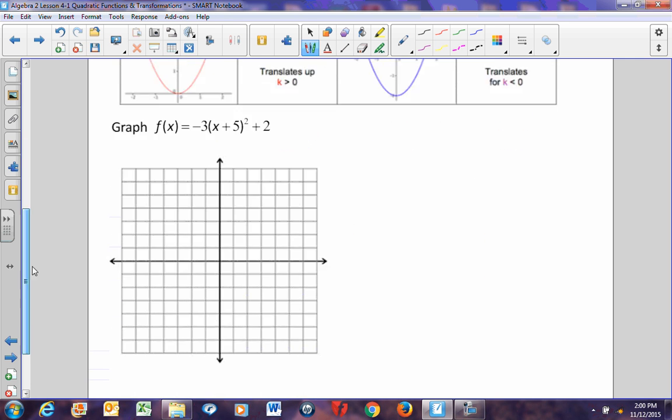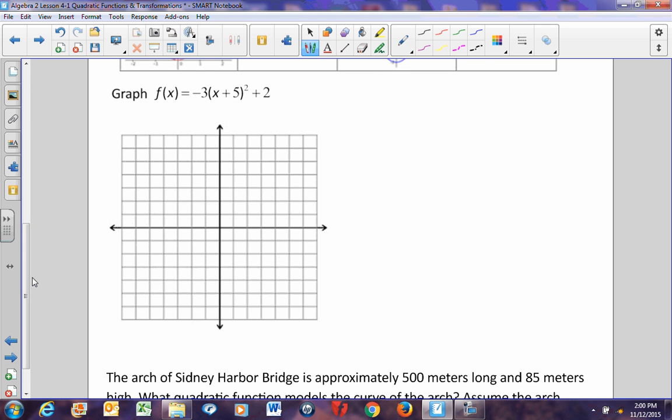Now let's graph this one. Okay? f(x) = -3(x + 5)^2 + 2. And I'm going to graph this as easily as I can. The first thing I'm going to notice is that a is negative 3, so a is less than 0, so it's going to open downwards. My h value, remember I have to solve for x, is negative 5, and my k value is 2. So my vertex is at (-5, 2).